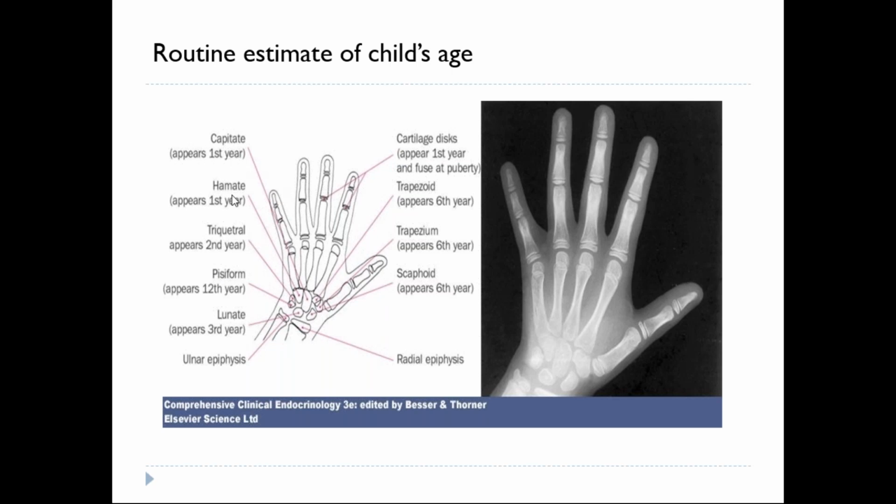Like the capitate appears in the first year, hamate first year, triquetral, pisiform. So what we see is the pisiform. Mostly children will come to you at 10, 12 years of age, that's what I previously mentioned. So if you see the pisiform, yes, he is 12 years of age. You don't see the pisiform, he is less than 12 years of age, so his bone age is less than 12. If he is say 16 and the pisiform has not appeared, he is less than 12 years on bone age. So what is the benefit of this bone age is what we're going to discuss in the next slides.